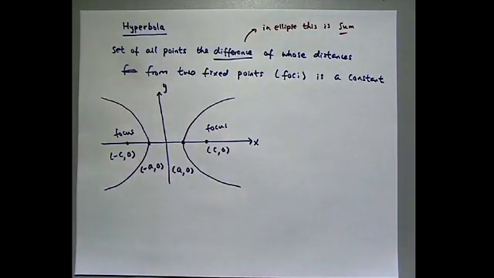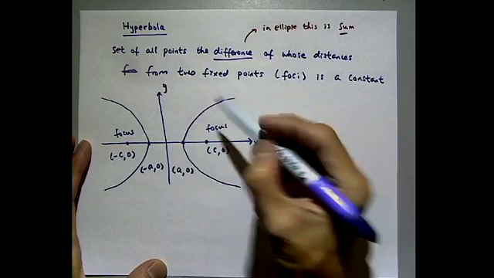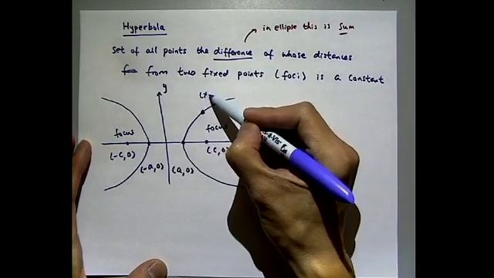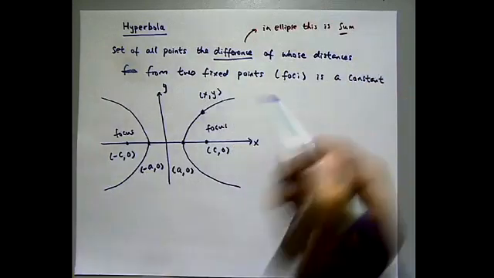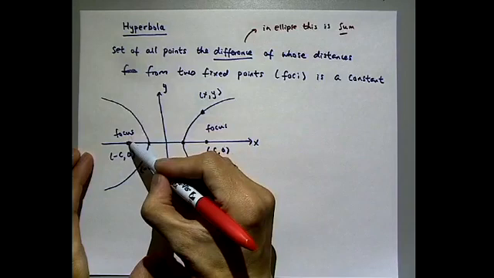So they look like this. And once again, I'll skip the derivation. It's just like the ellipse case, and it's based on the same idea. We want the difference of the two distances to be a constant.